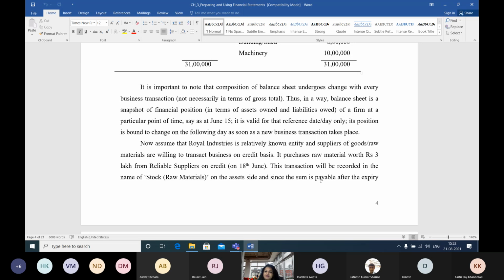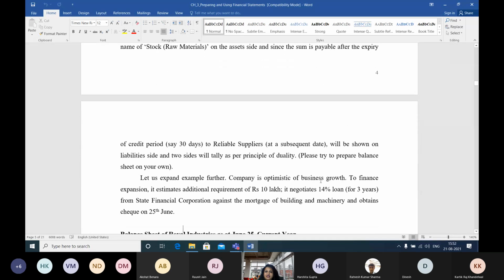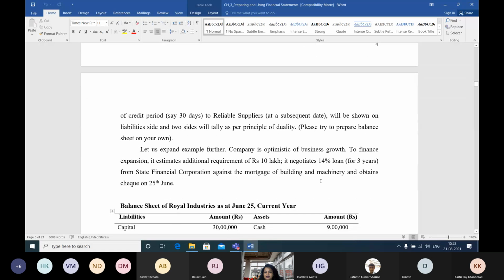Okay, so the company purchases raw material worth 3 lakhs from Reliable Suppliers on credit on 18th June. This transaction will be recorded in the name of stock or raw materials on the asset side. Since the sum is payable after the expiry of the credit period, say 30 days, to Reliable Suppliers at a subsequent date, it will be shown on the liability side, and the two sides will tally as per the principle of duality.